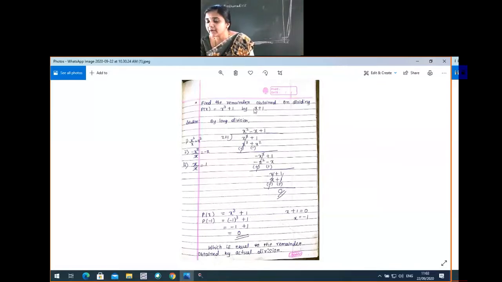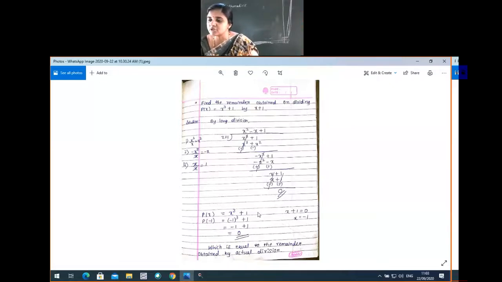So we have to find the zero of this divisor. The zero of the polynomial x plus 1, you can guess the answer: equate x plus 1 to 0, then x is equal to minus 1. In place of x, if we substitute which number does the total polynomial become 0? For x plus 1 to be 0, in place of x we have to substitute minus 1. Then minus 1 plus 1 is equal to 0. So the x value is minus 1.